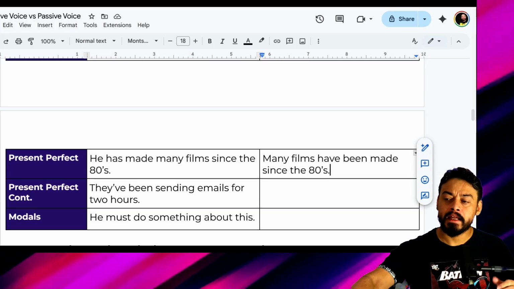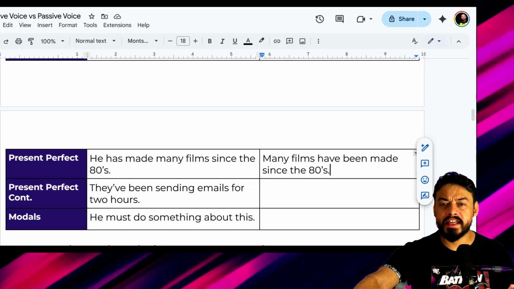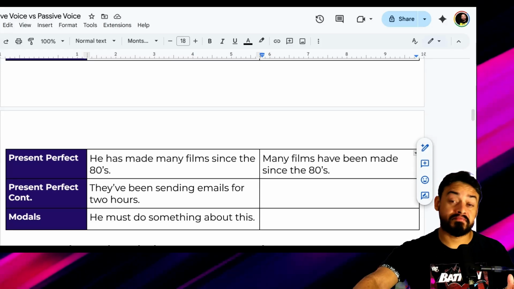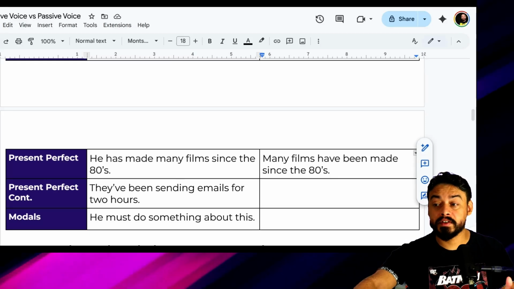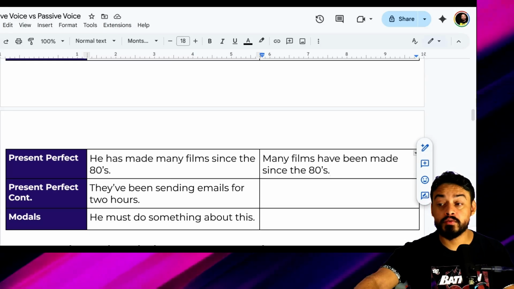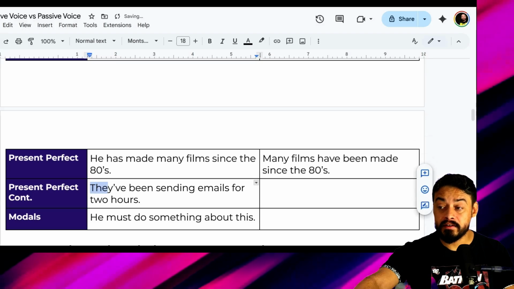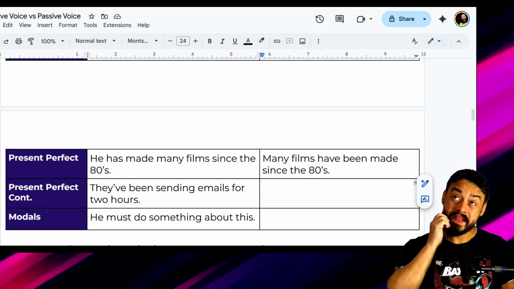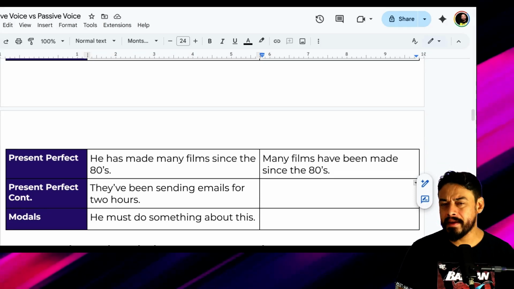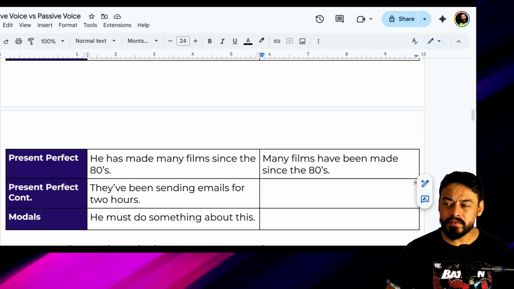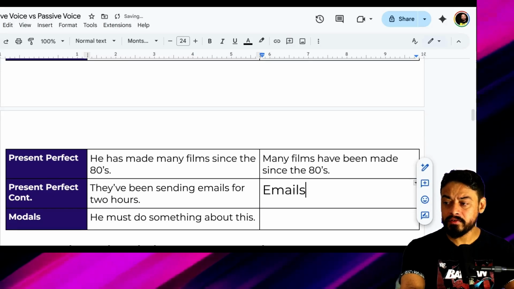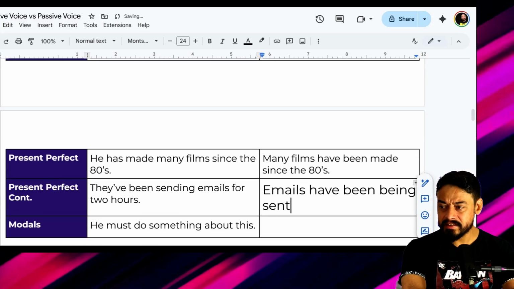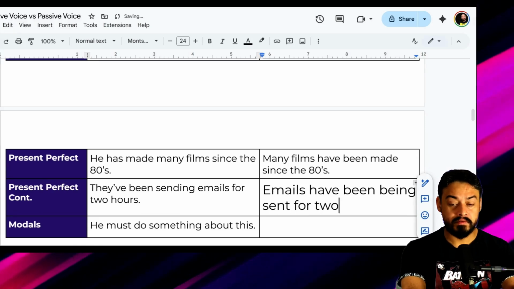You see? Now, present perfect continuous is an interesting case. Look, they've been sending emails for 2 hours. This sentence is an active voice sentence and is in the present perfect continuous. Who has been sending emails for 2 hours? They, right? So they've been sending. But usually, it's not that common for you to use present perfect continuous in the passive voice. I mean, you could say this, look, emails have been being sent for 2 hours.